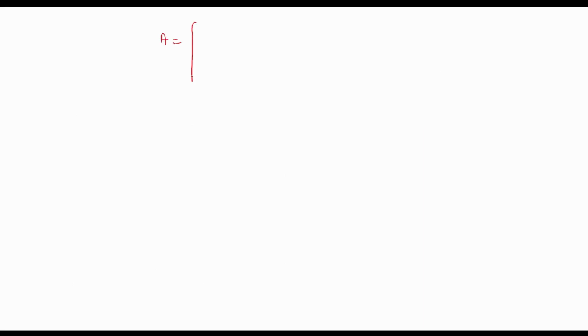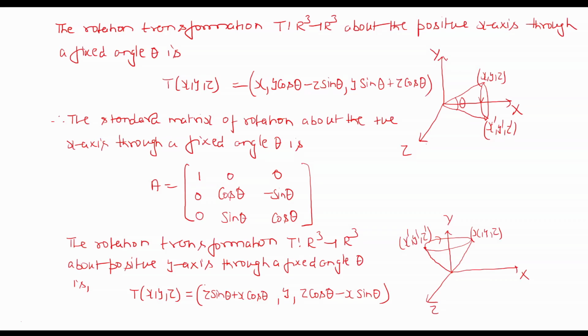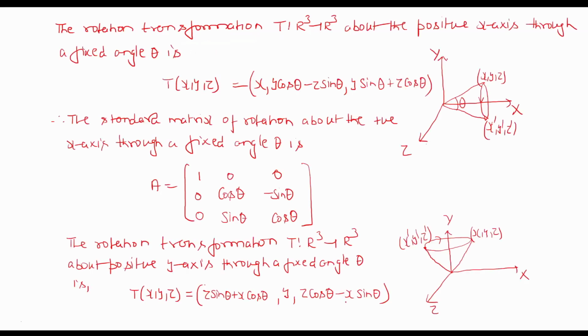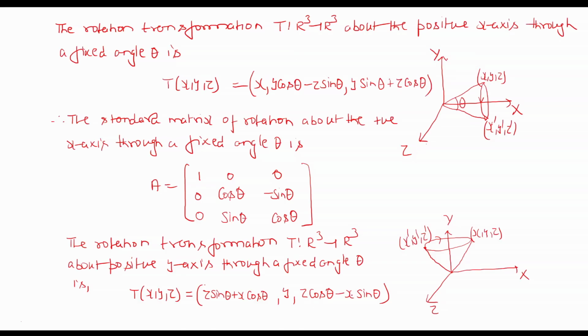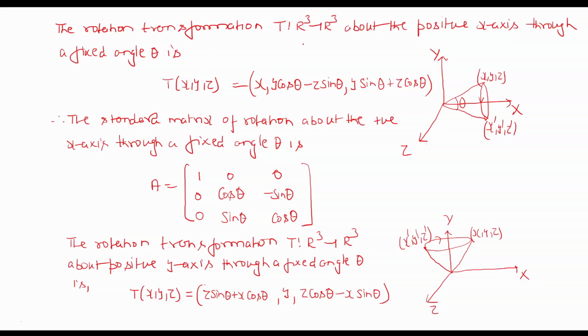Therefore the standard matrix A is: in the first component, the coefficient of x is cos theta, the coefficient of y is 0, and the coefficient of z is sin theta. In the second component, the coefficient of x is 0, of y is 1, of z is 0, so it becomes 0, 1, 0. In the third component, the coefficient of x is minus sin theta, of y is 0, and of z is cos theta.